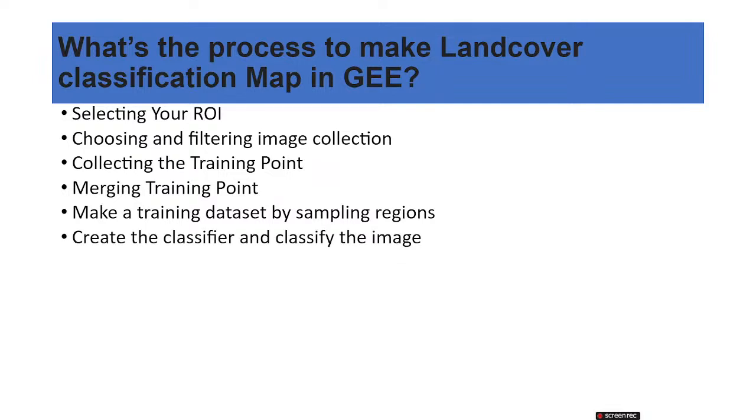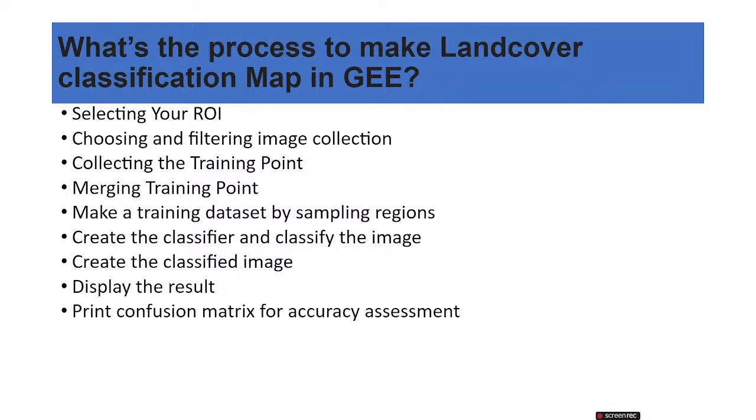So we need to create the classifier and classify the image, and then create the classified image and display this result. And then we also check the accuracy assessment using the confusion matrix table. We can calculate accuracy measures such as producer accuracy, consumer accuracy, or overall accuracy. All of these types of accuracy we can easily calculate from the confusion matrix table. And finally, calculate the area for each class.